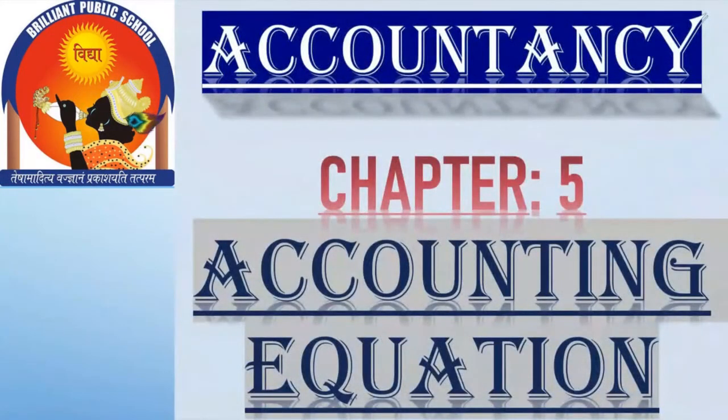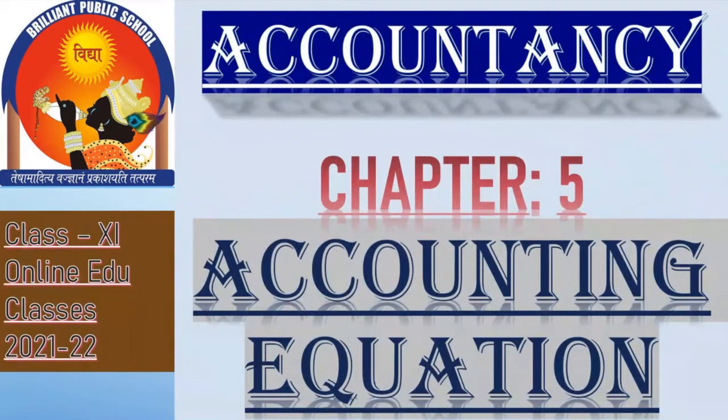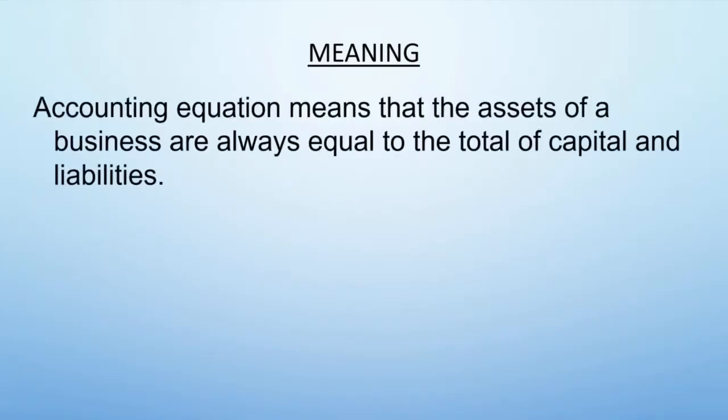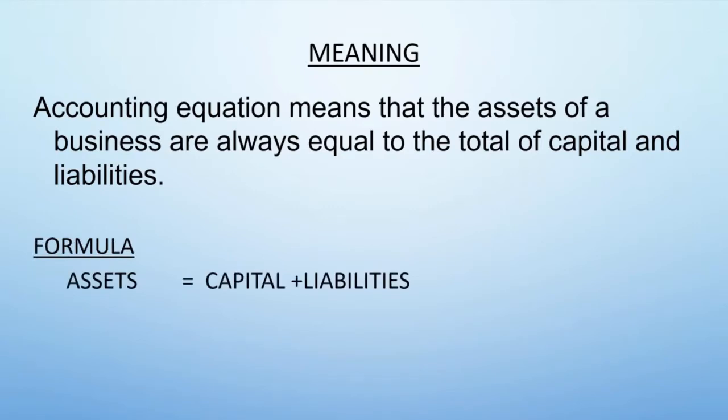We are going to discuss the accounting equation, which is Chapter 5 of Class 11th Accountancy. So let us begin. Before moving ahead with the meaning of the accounting equation, let's first check the formula or the equation we are actually talking about. It is based on the dual aspect principle, the duality principle, which says that both sides will be equated.